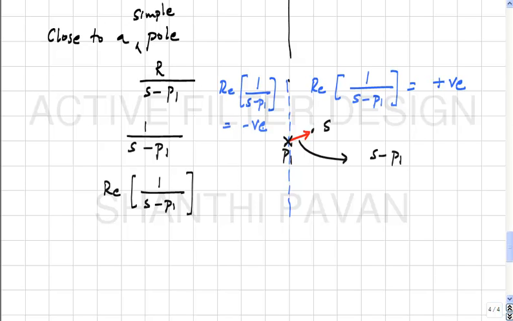All right. Now, if the residue happens to be a complex number, can you comment on what happens? Can you comment on the real part of R divided by S minus P1, where R is a complex number? Earlier we had said 1 by S minus P1. Now the residue could be complex, right? It's some R. So what do you think will happen to the real part of it?